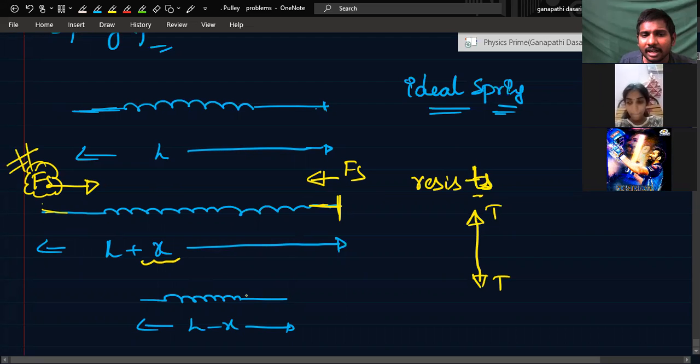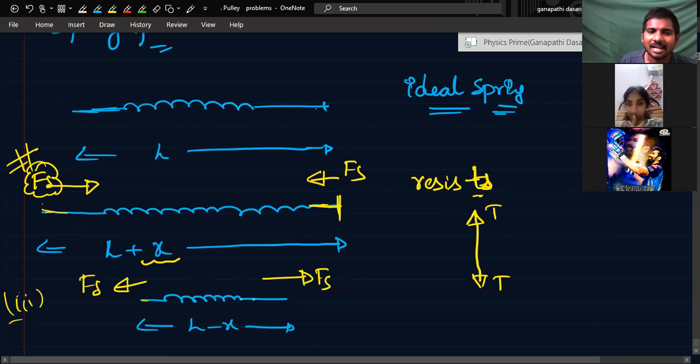Now, it is compressed. This third spring, first, second, third spring is compressed by x distance. So it wants to go back to its original position. That is why there will be a spring force which is trying to relax and come back to its original position. Here you expanded it, it wants to get compressed. The spring force will be towards inside. Here you compress it, the spring force will be towards outside. Did you get it, Varun?